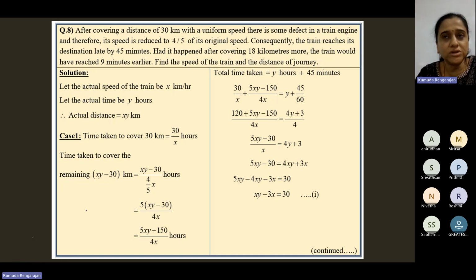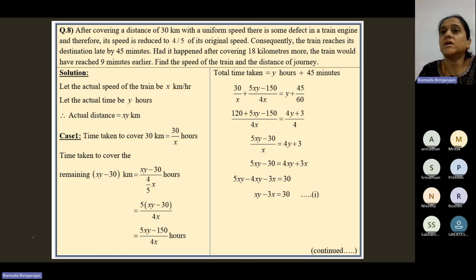Now, the equation we are going to frame is like this. The time taken to cover the first 30 kilometers plus the time taken to cover the remaining xy minus 30 kilometers is equal to the total time taken. That is the equation in words for the first one. Then the second equation in words is the time taken to cover the first 48 kilometers. No, let me just correct it. I'll just include something else.